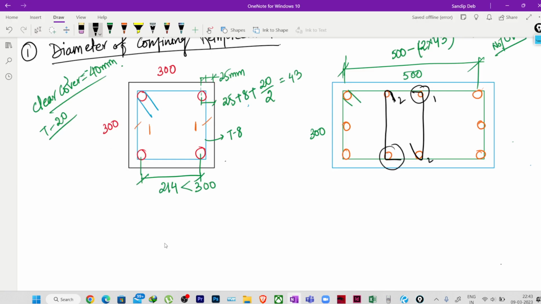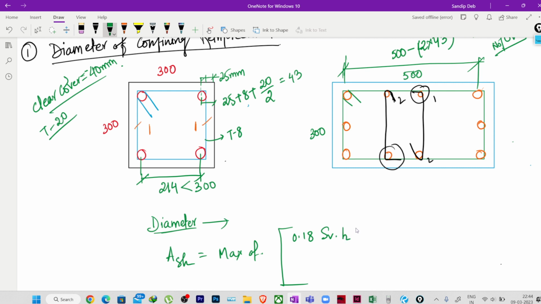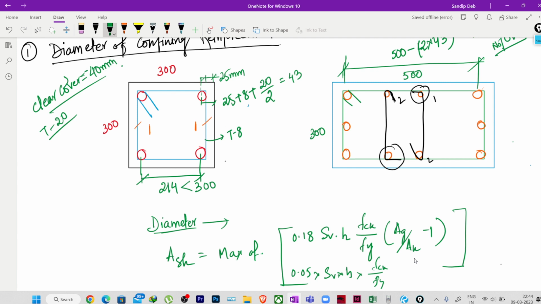So I will write it here. Diameter I will be providing. So ASH equal to, this is about the cross section. Don't be confused, this is not the diameter, this is the cross section. So ASH equal to maximum of 0.18 SB H FCK by Fy into AG by AK minus 1, or 0.05 multiplied by SB multiplied by H multiplied by FCK by Fy.